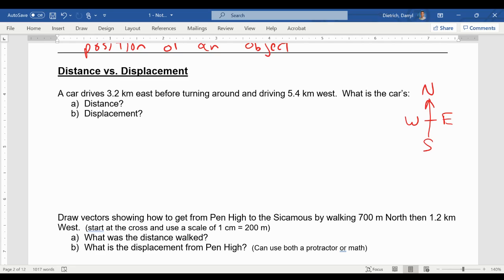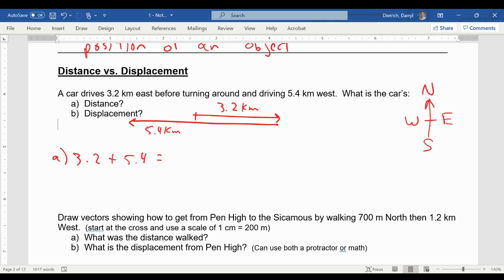We're going to need to know our Cartesian coordinates so that we can talk about things in a unified manner. If I draw a little diagram here, we have a car that drives 3.2 kilometers to the east, and then it turns around and drives 5.4 kilometers to the west. What's the car's distance? Well, for distance we're just going to add them up. What's the total distance that something travels? We're just going to add up how far they've gone, in this case 8.6 kilometers.